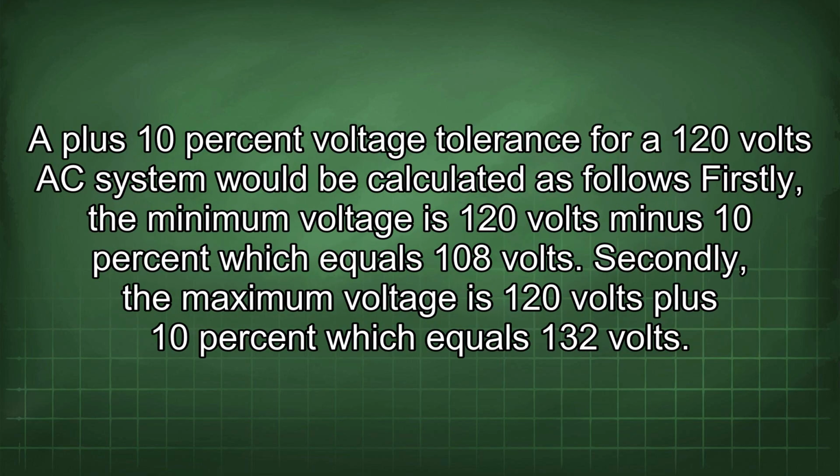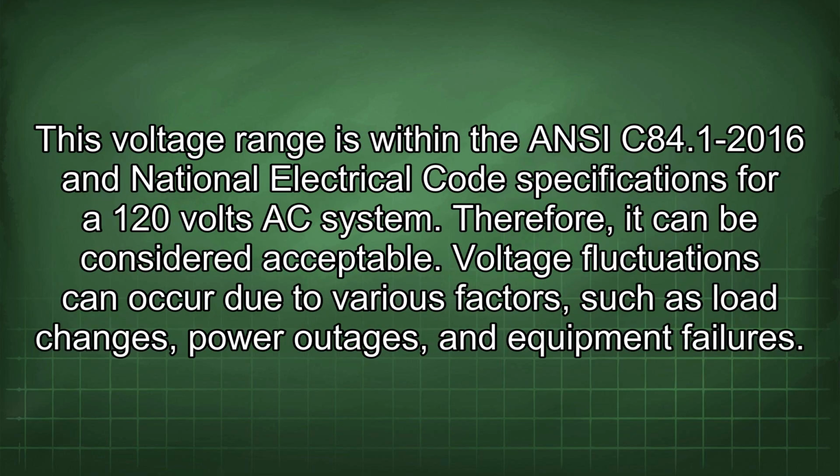A plus or minus 10% voltage tolerance for a 120 volts AC system would be calculated as follows. Firstly, the minimum voltage is 120 volts minus 10%, which equals 108 volts. Secondly, the maximum voltage is 120 volts plus 10%, which equals 132 volts. This voltage range is within the ANSI C84.1-2016 and National Electrical Code specifications for a 120 volts AC system. Therefore, it can be considered acceptable.